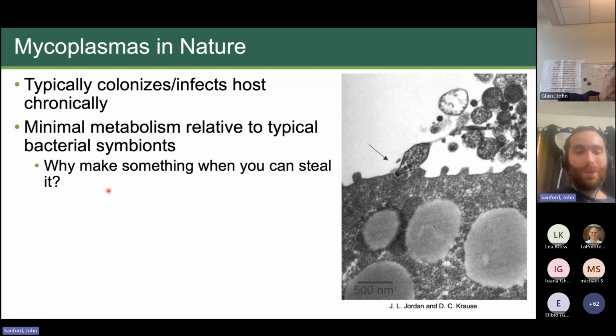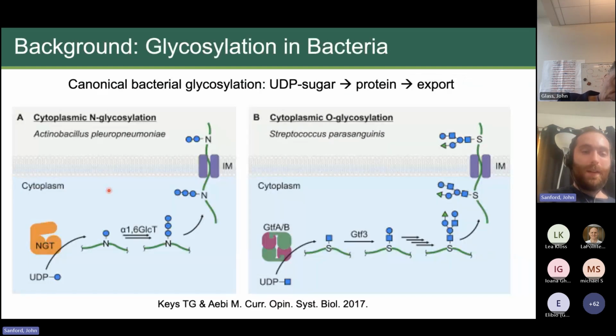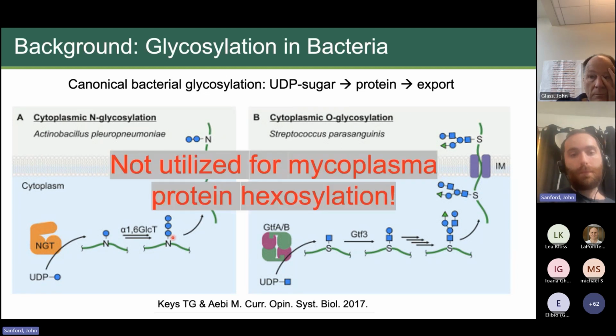So with that little bit of background in the way, when we talk about glycosylation in bacteria, oftentimes it's still a relatively nascent field. But a canonical system will use a UDP nucleotide in the cytoplasm to produce a nascent glycopeptide and then export it to the surface. However, the protein hexosylation system I'm about to describe here does not utilize that.